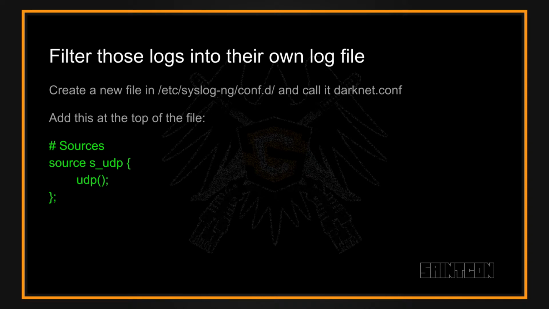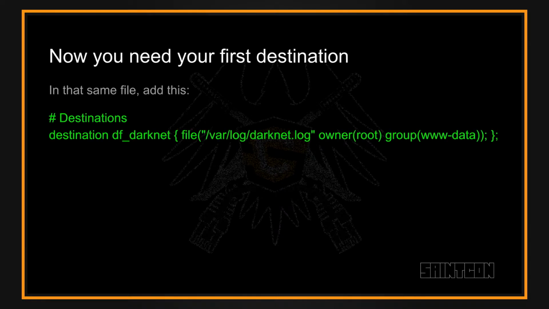Okay? And at the very top of the file, we need to start with a source, saying any syslogs coming in on UDP, this is how we're going to work with them. So we have a source, and then we need a destination. So this is basically the file that we're going to stuff all these logs into. In this case, we're going to create a destination called df_darknet, and the file we're going to put in /var/log/darknet.log. We're going to assign the owner as root, and then the group as www-data, or whatever is running the group on your web server.